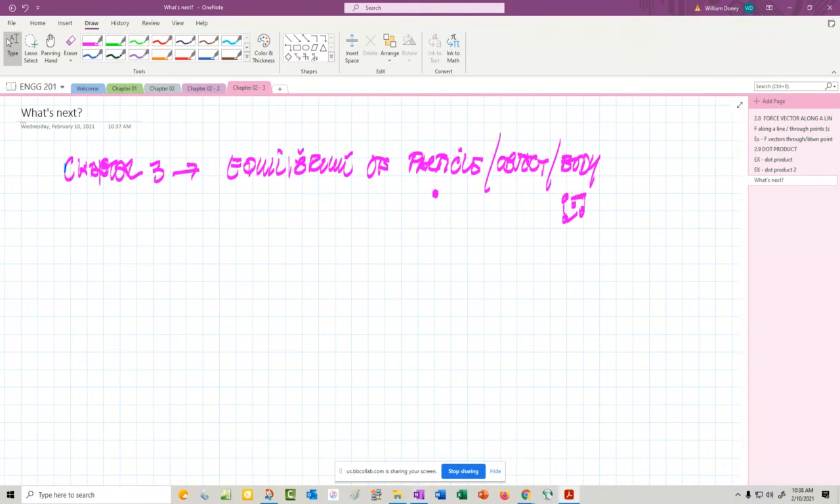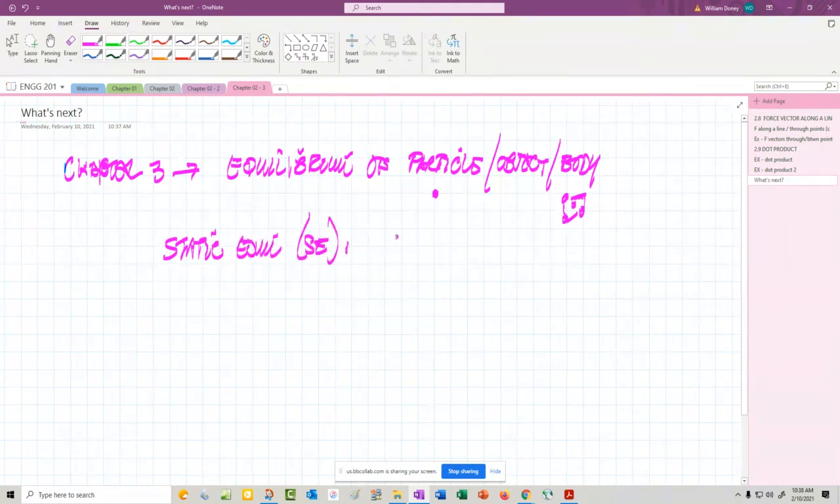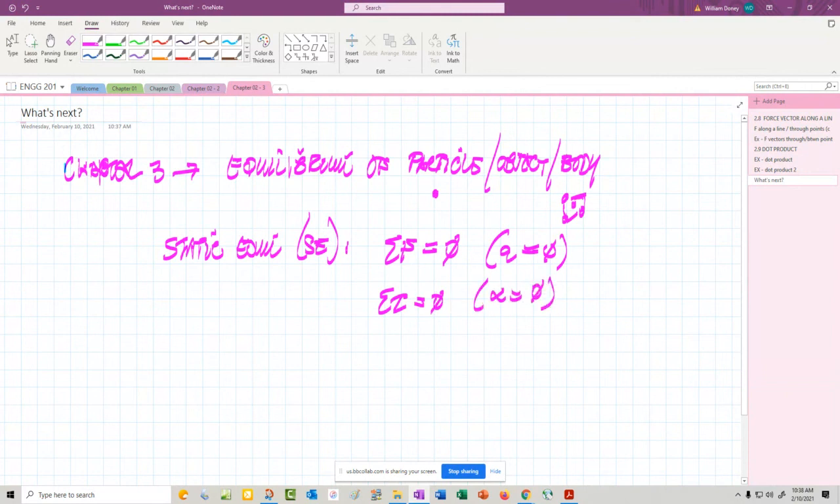Now, this should all be review, so next week should be a really easy one, because if you remember from physics, static equilibrium was when you sum up all the forces, they equal 0, meaning there's no acceleration. And you sum up all the torques, they equal 0, meaning there's no angular acceleration. Those are the two conditions for static equilibrium.